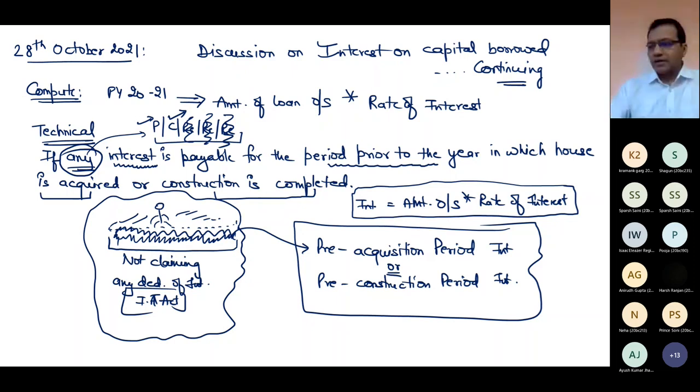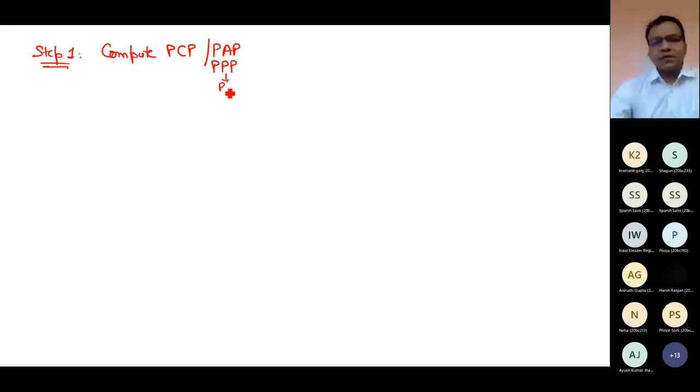So I told you in the last class the steps to be followed. My step 1 was that you compute this pre-construction period or pre-acquisition period, pre-purchase period, whatever you call. P for purchase, this middle P is for purchase or acquisition, one and the same thing. You have to first compute this period. How do we compute it?